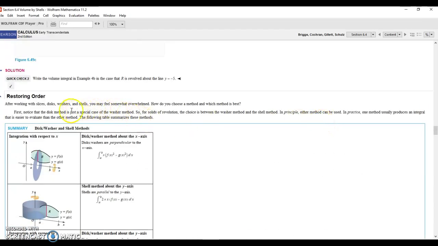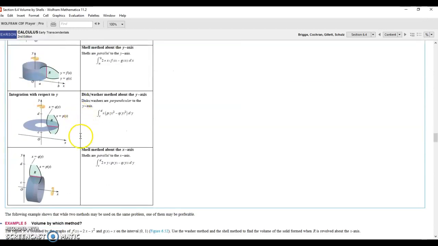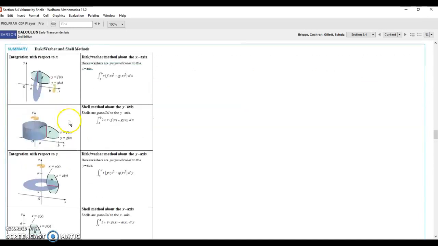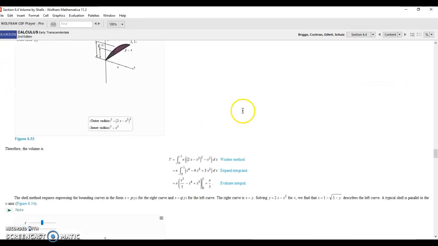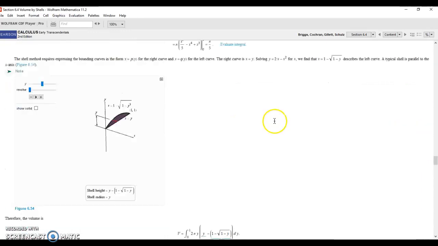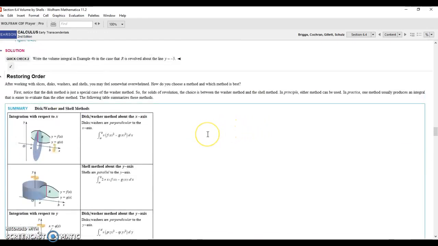Oh, by the way, this section, this part where it says restoring order and then goes through some examples, is probably pretty decent in giving you an idea of which method should I use. And these methods are all available, so you can look through example 5. It's probably a good idea. Just think about, well, which one do I want to try to use? What's going to work best for this situation?